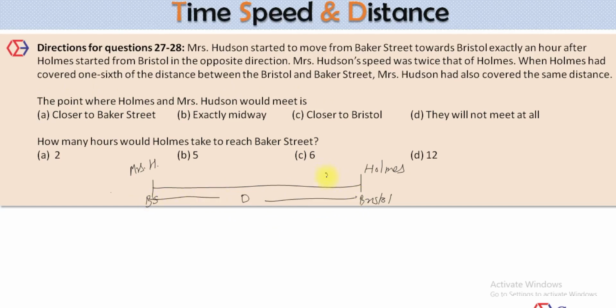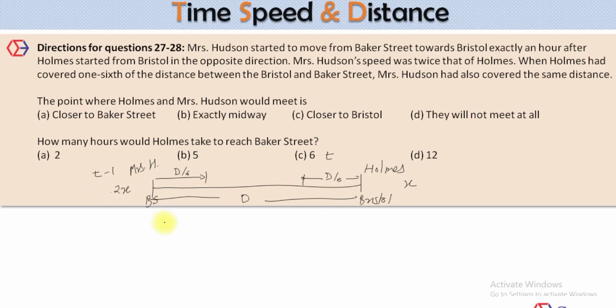So Holmes has already covered D by 6 and Hudson has also covered D by 6, although she started an hour later. So if I assume that Holmes has covered the distance in T hours, Mrs. Hudson must have covered that distance in T minus 1 hours. And the speed of Mrs. Hudson is twice of Holmes. So let's say speed of Mrs. Hudson is 2x and Holmes is x.